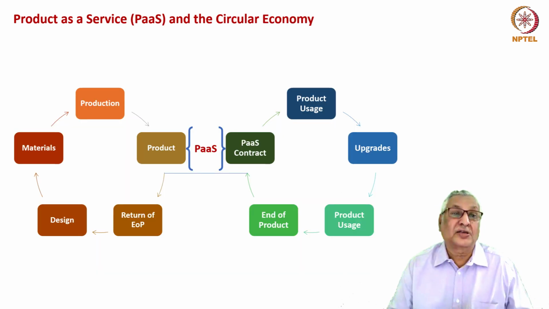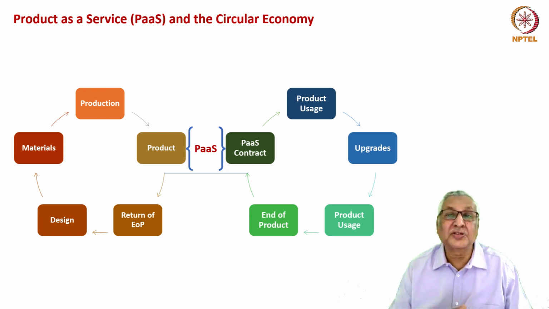When you look at product as a service, there is going to be a circular economy that is going to come in. So this graphic illustrates PaaS, that is product as a service, and the emergence of the circular economy. Typically, how do you design and operate a product? We design the product first, we get the materials that are required for the production of the product, we produce the product, and it is available for use by the consumer.